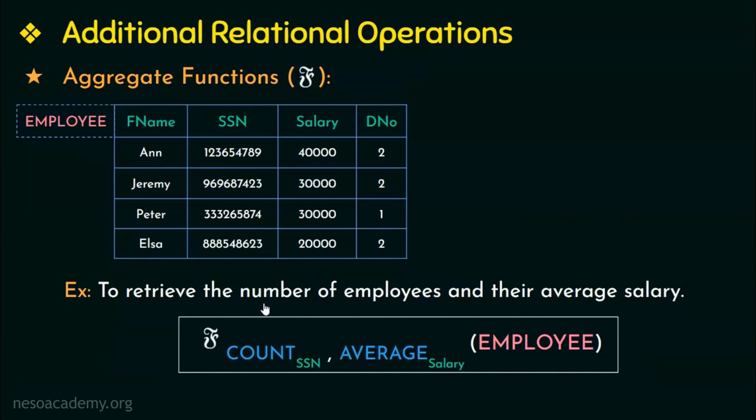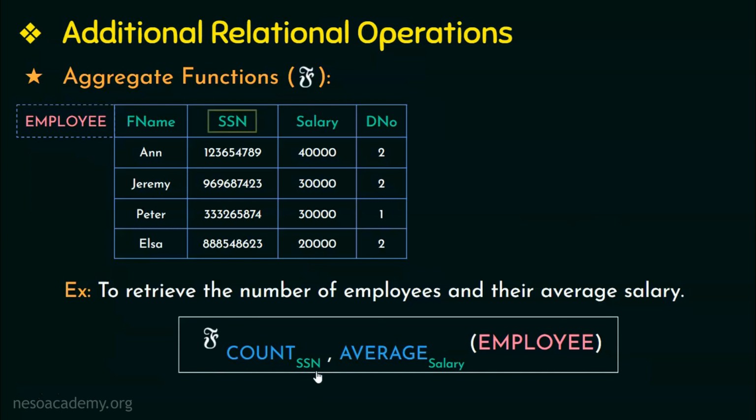Here, since we need the number of employees, we use the count function. SSN or the social security number is the attribute by which we identify each employee uniquely, similar to the roll number of the students in a class. Next, we need the average salary of all the employees. Therefore, we use the average function on the salary attribute. Hope you understood how to write the query using the aggregate function. Let us now see the result of this query.